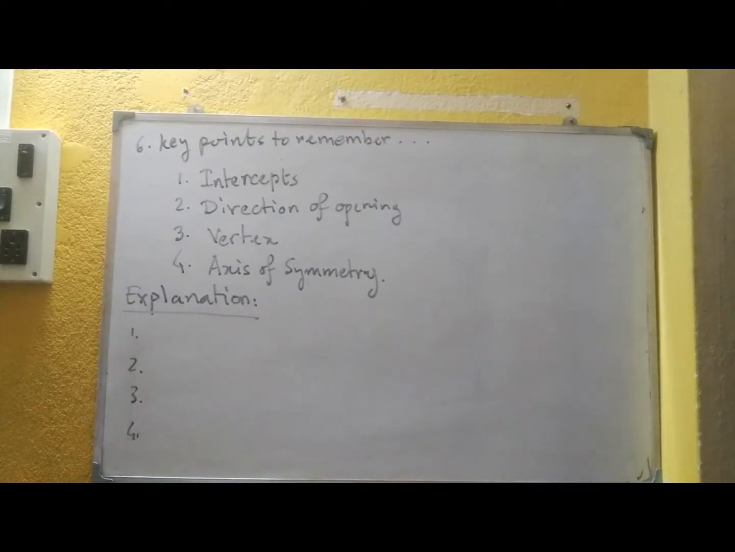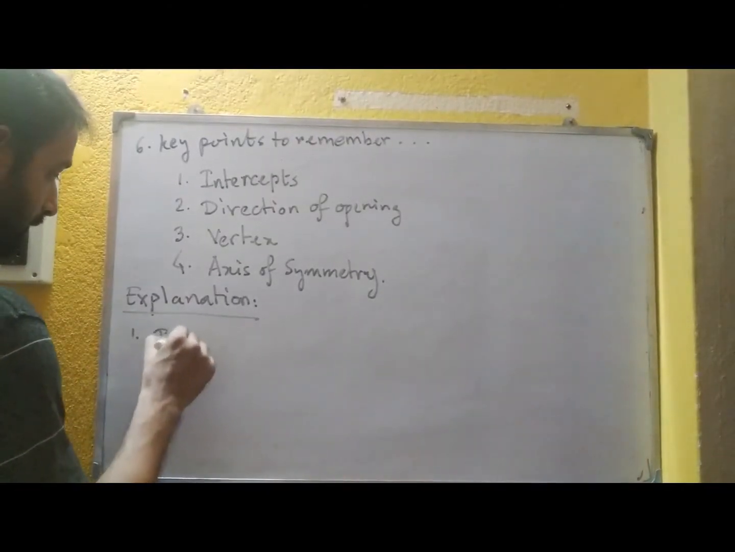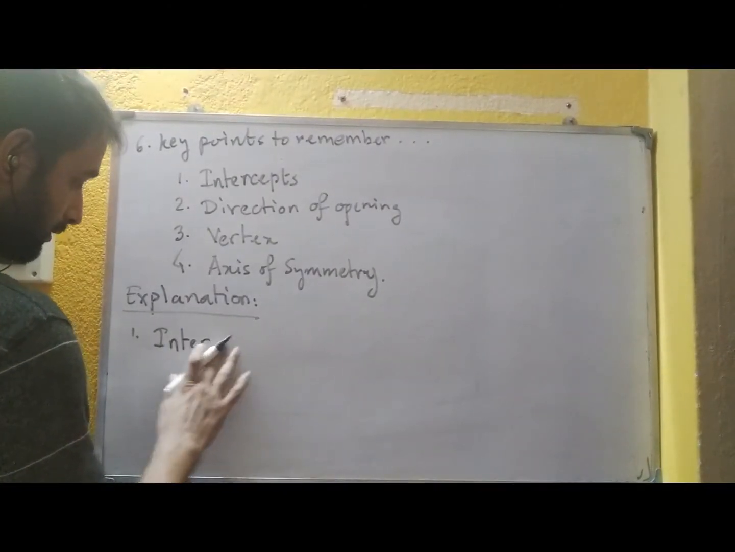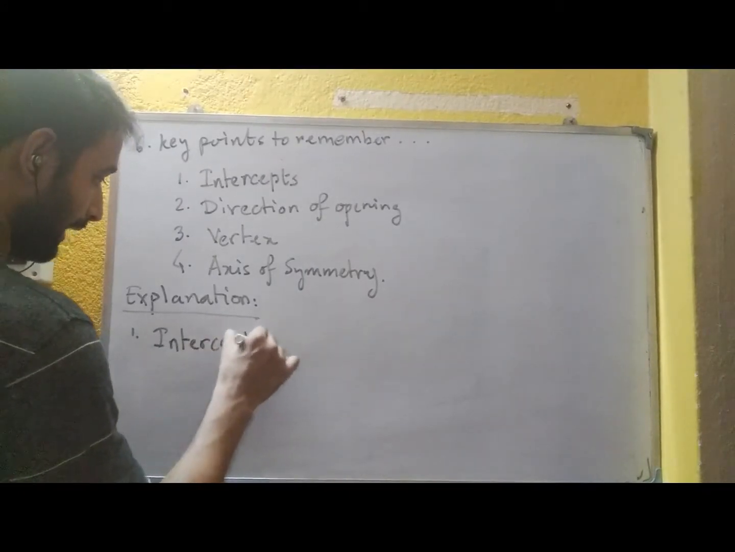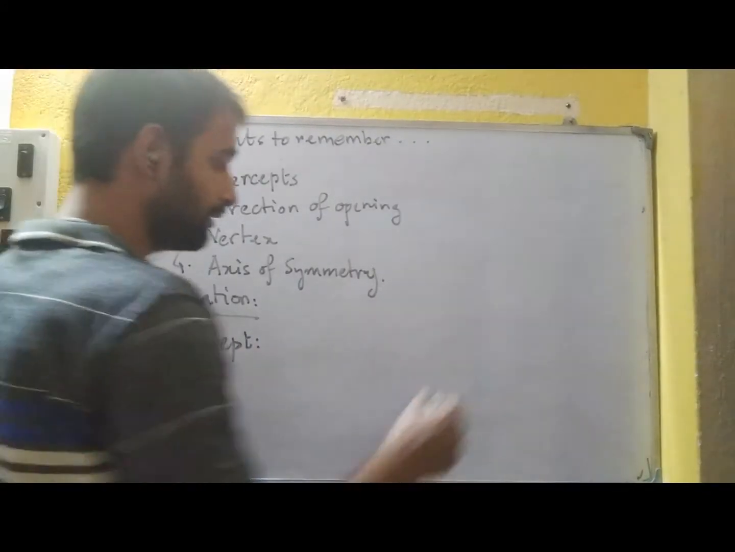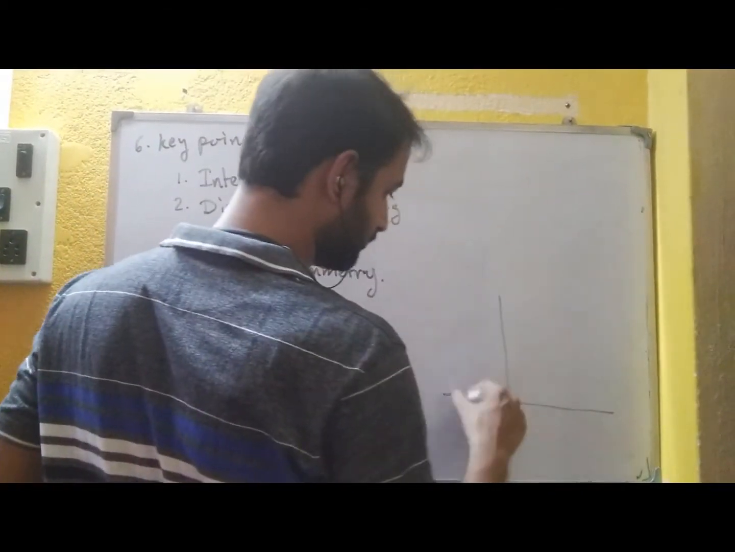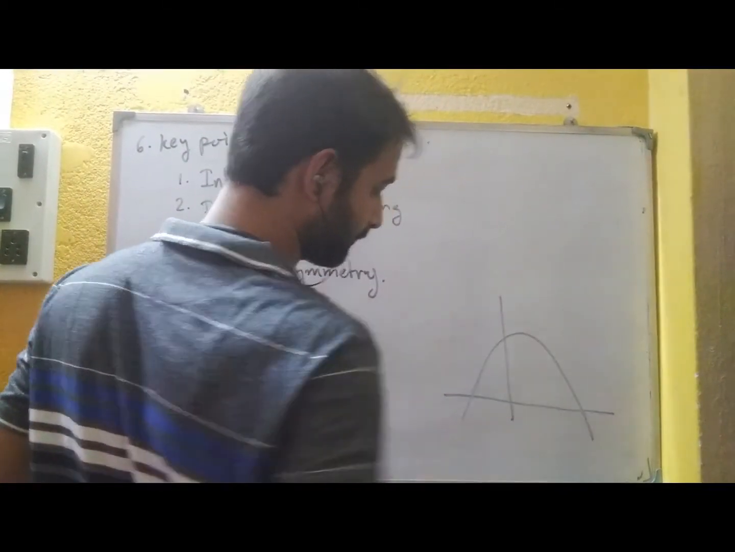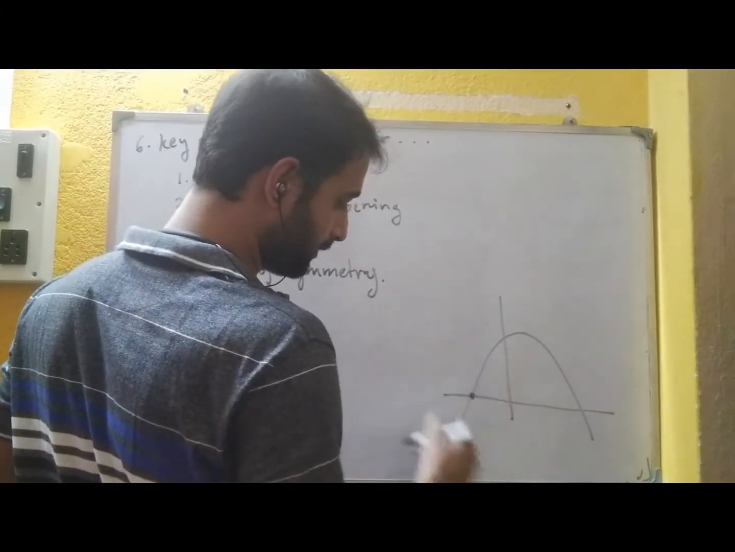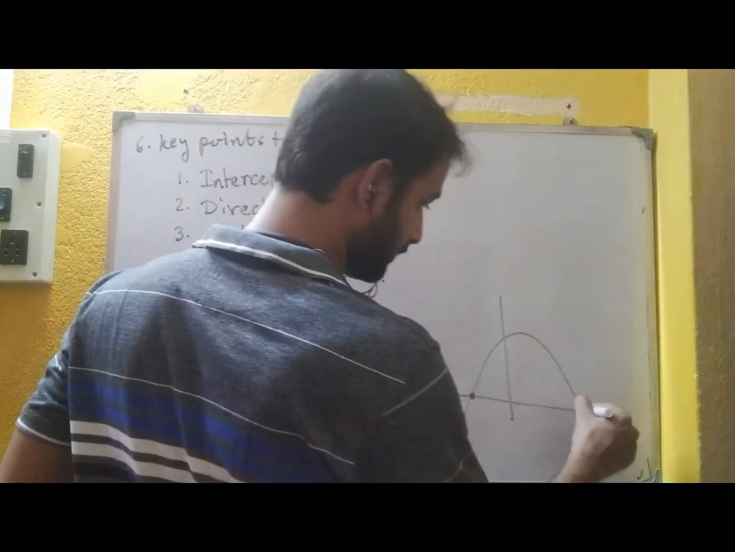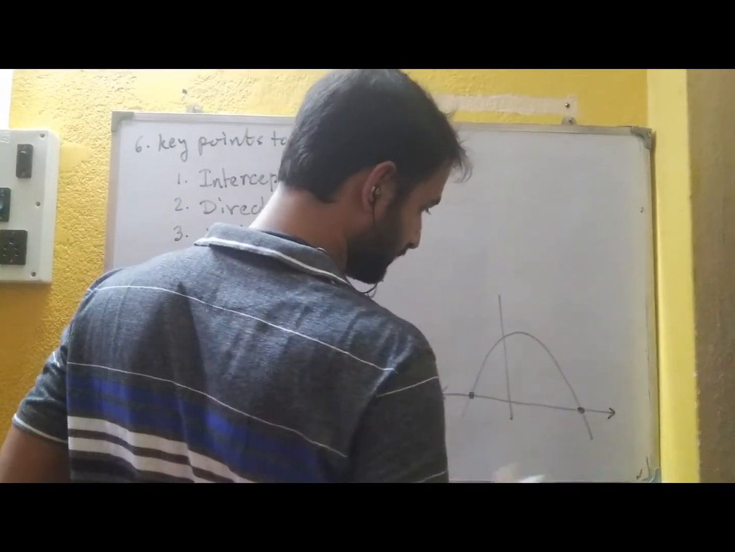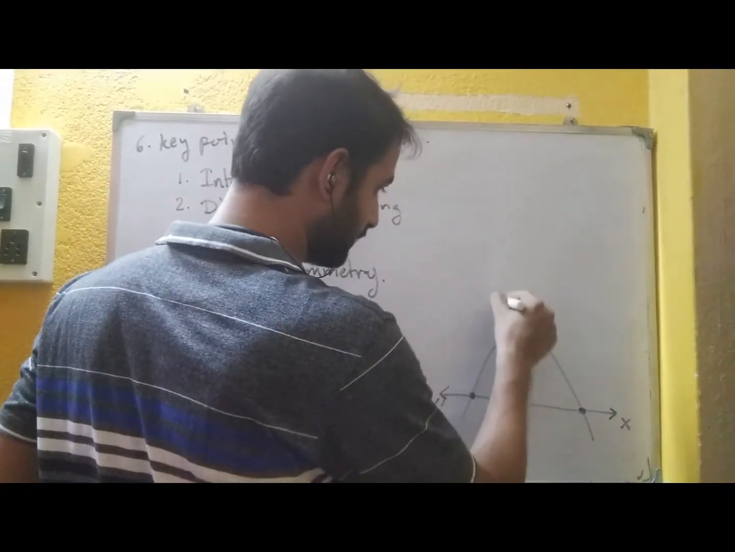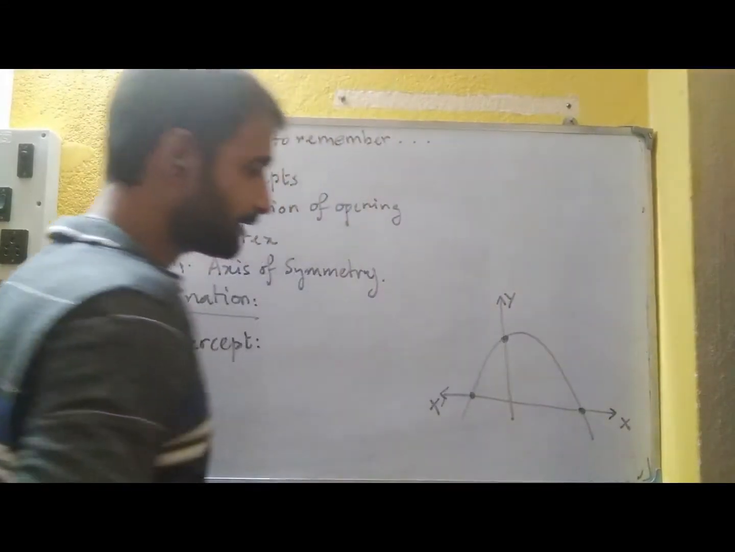in the first explanation we have given the information about the intercepts. So what is an intercept? Intercept means the point of intersection with the axis. Suppose you have some quadratic expression which has a graph like this. Here you can see this point is a point of intersection with the x-axis. This point is a point of intersection with the x-axis. And this point is a point of intersection with the y-axis.